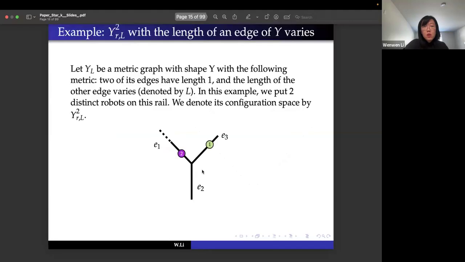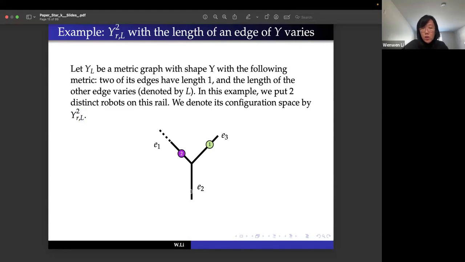Yeah, so that's a lot of definitions. So let's do a quick example. In this example, we consider two robots moving on a Y-shaped rail. Here are two parameters that we will be considering in this talk. The first parameter is the minimal distance allowed between those two robots, which is R, and the other parameter is the length of the edge E1. Okay, so we denote this parameter by L.